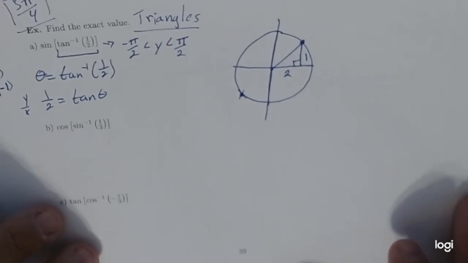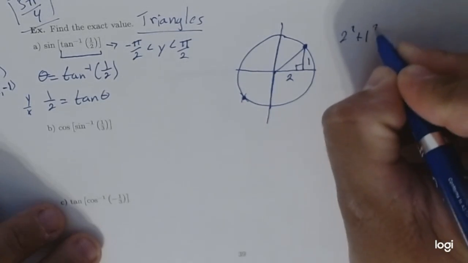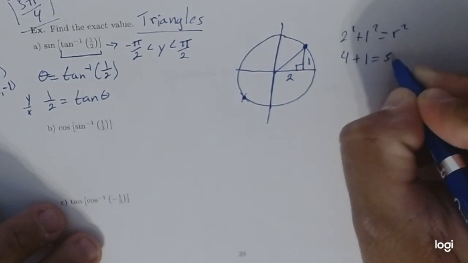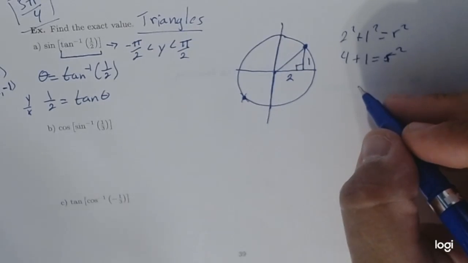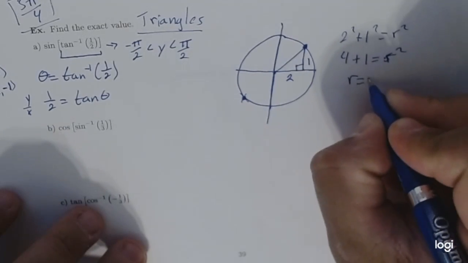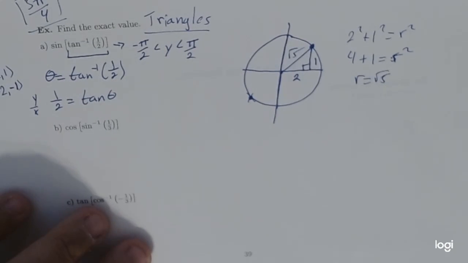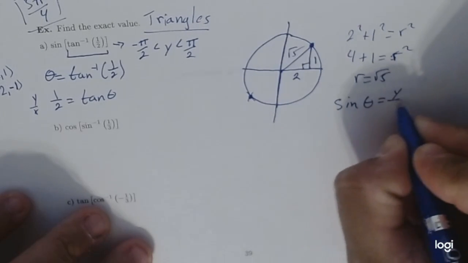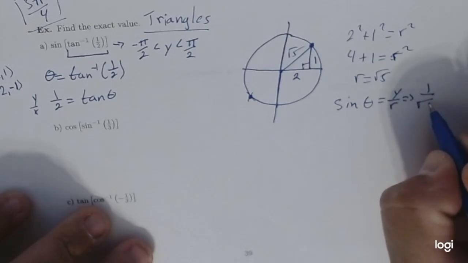We can use Pythagoras' theorem to find the hypotenuse. 2 squared plus 1 squared is equal to r squared. This is 4 plus 1, which is equal to r squared, so r is the square root of 5. The radius is equal to the square root of 5. Then we go back to the sine function. Sine is equal to y over r. So sine theta is the y component, which is 1, over our radius, which is radical 5.